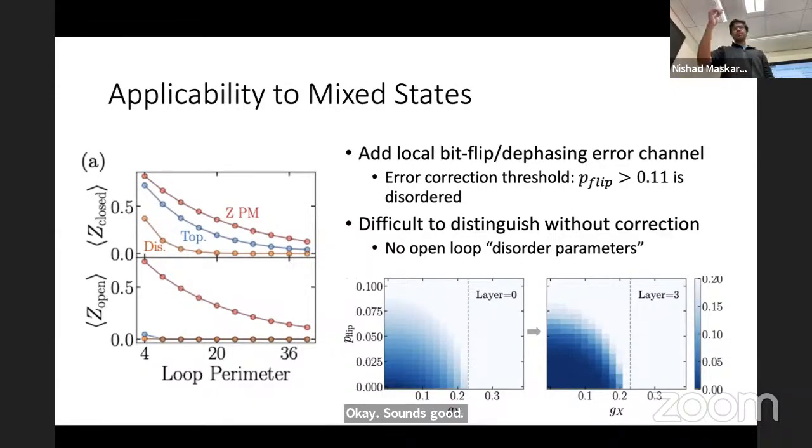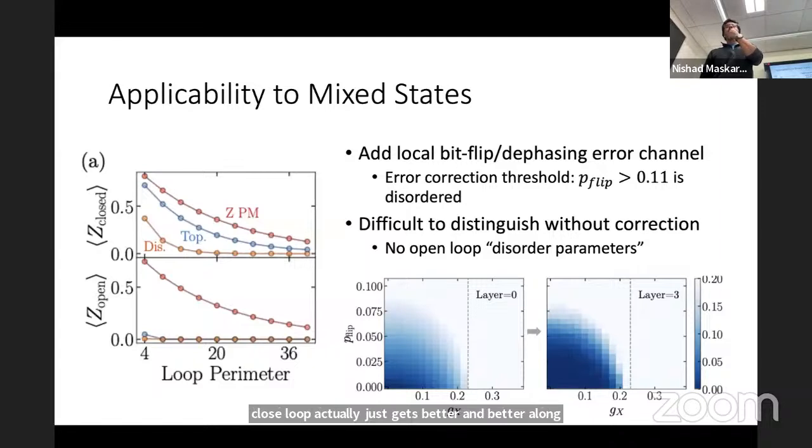Okay. Another question is, maybe you have explained it, but I just missed it: why does the expectation value of Z closed have a larger value in the Z paramagnet than in the topological phase? Oh, that's a really good question. This is something we generically see: as we go farther and farther into the paramagnet phase, the closed loop just gets better and better along that direction.